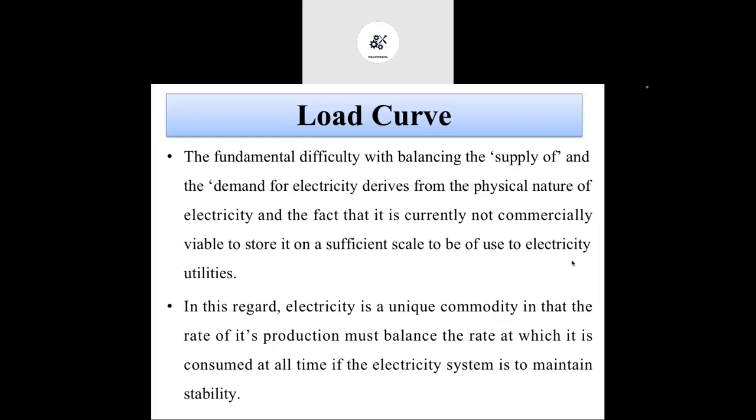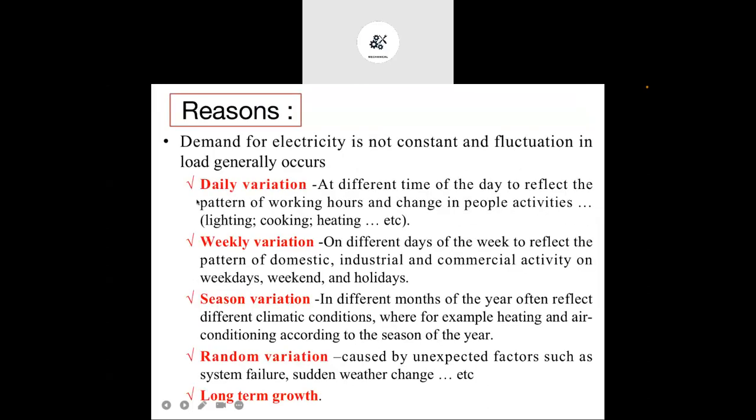Now, the basics of the load curve, as I mentioned, is just a graphical representation of the demand with respect to time. Electricity is a unique commodity and it is used in many applications. The rate of its production must be balanced with the rate of consumption, right? Because we cannot store the electricity. So in that case, we can use the load curve.